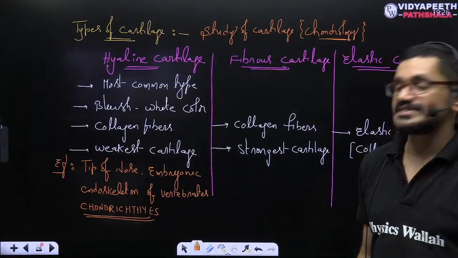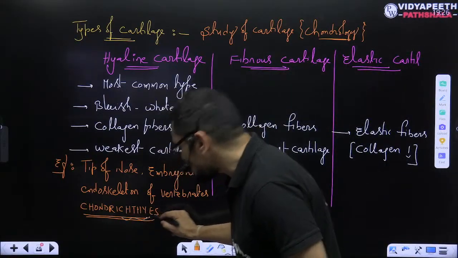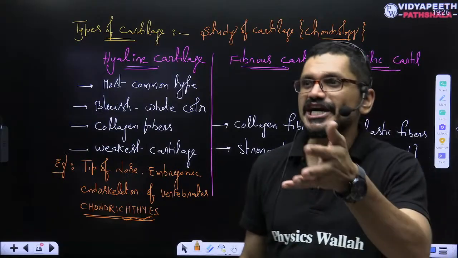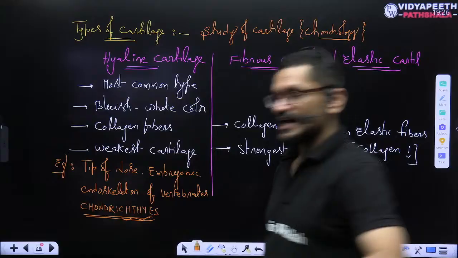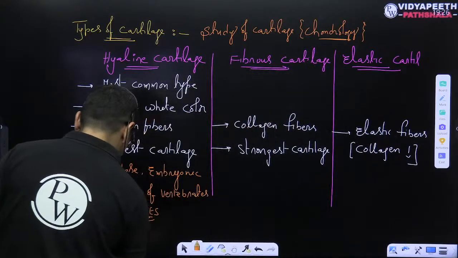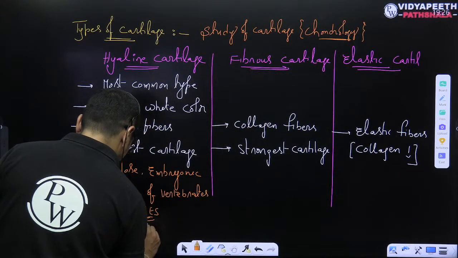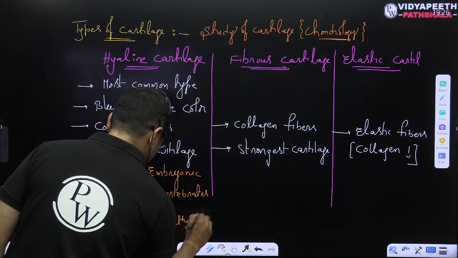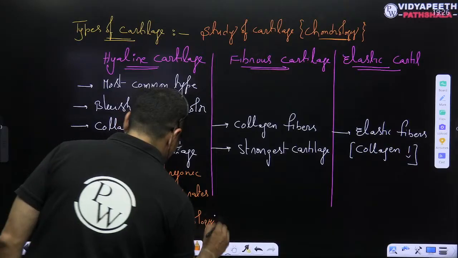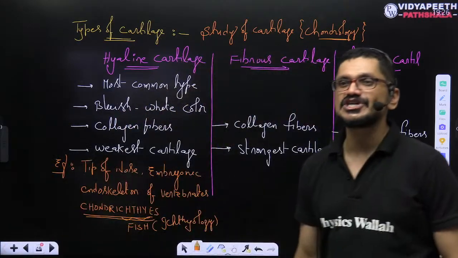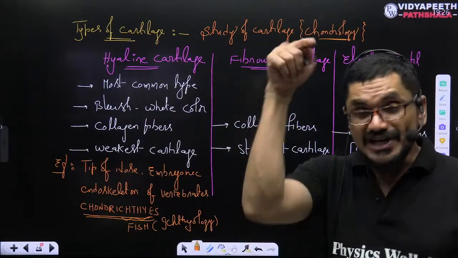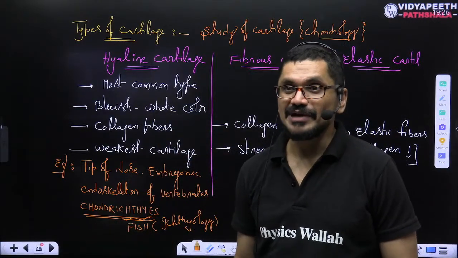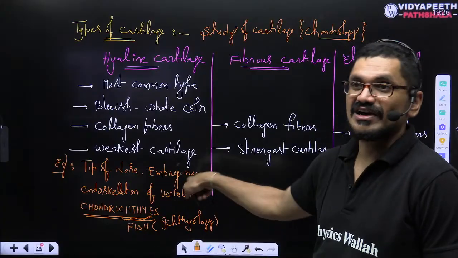Ichthys means fish, and the study of fish is ichthyology. Chondrichthyes means shark, the best example. Shark contains this cartilage, hyaline cartilage. Am I clear?